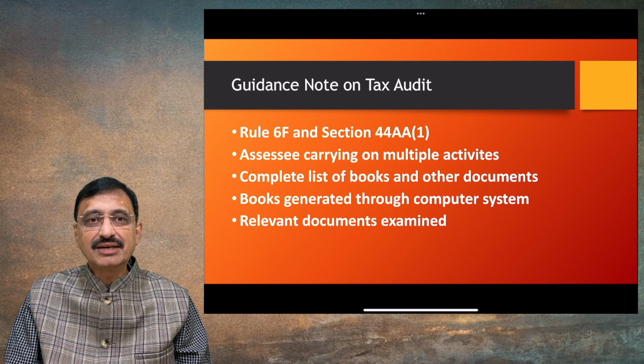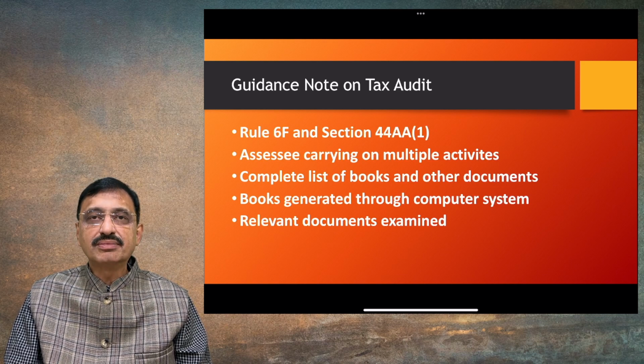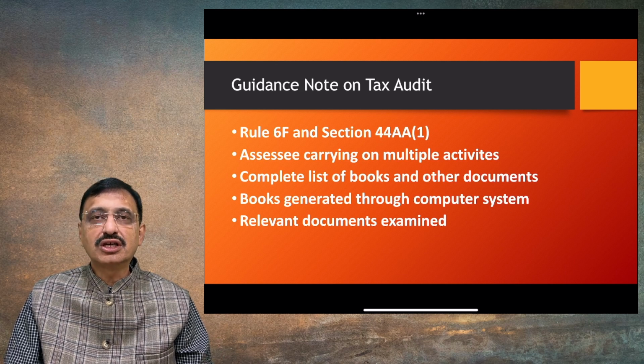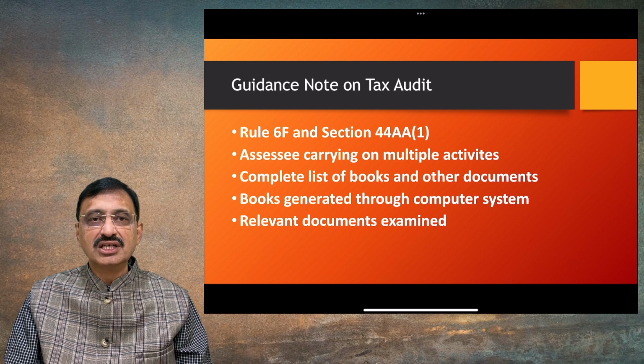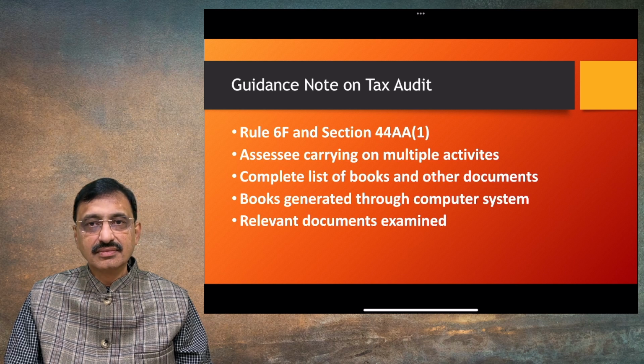What are those prescribed books of accounts? Cash book, that is point number 1. Point number 2 is journal, if the accounts are maintained according to mercantile system of accounting, and third point is ledger. So these three sets of books are required to be maintained. In the case of a person for whom the books of accounts have been prescribed under Rule 6F, the list of books so prescribed have to be stated in Clause 11A.